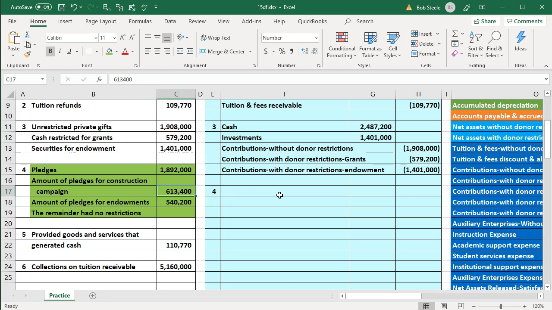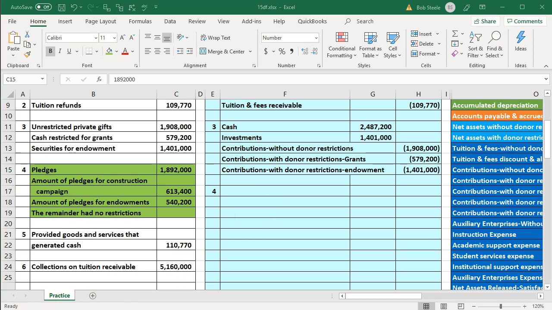Normally we would think of the restriction given when they give the pledge. So they're going to say, hey, there's this construction project that I want to donate to specifically. So there we have that. Amount of pledges for endowments. So then we have the pledge related to an endowment. Again, that's going to be somewhat restricted. And then the remainder, the pledges total minus those two restrictions, are going to be then unrestricted or not have a specific restriction on it.